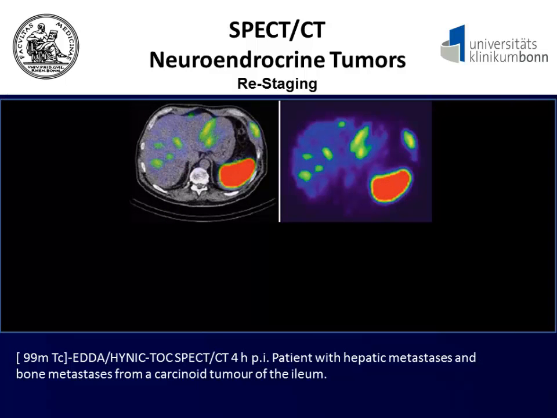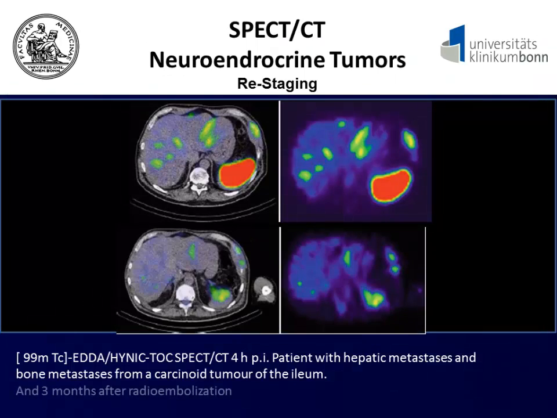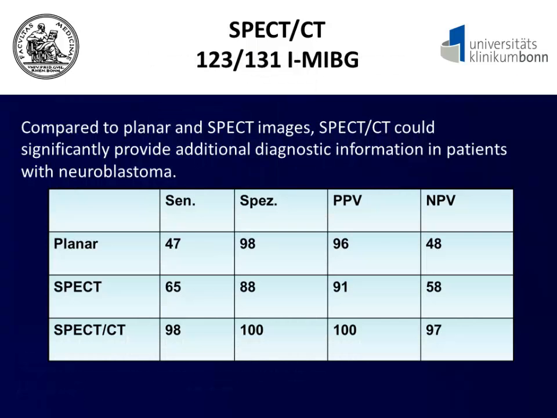Here is another scan of a patient also with neuroendocrine tumors of the ileum. It's a high-uptake SPECT, and we did it prior to radioembolization and 3 months after radioembolization. You see a partial response after radioembolization.